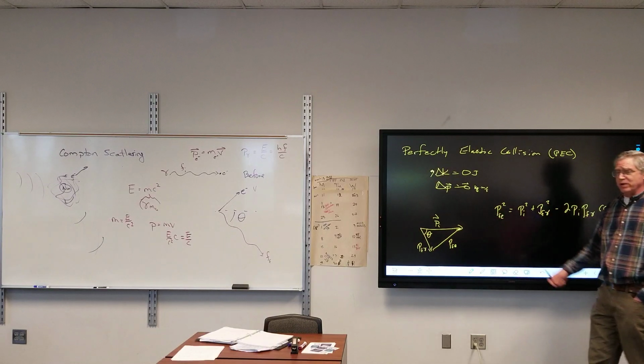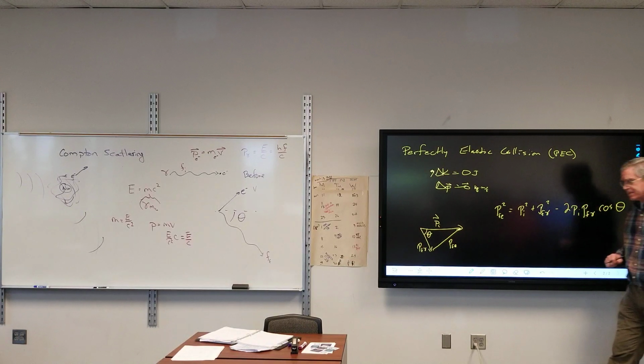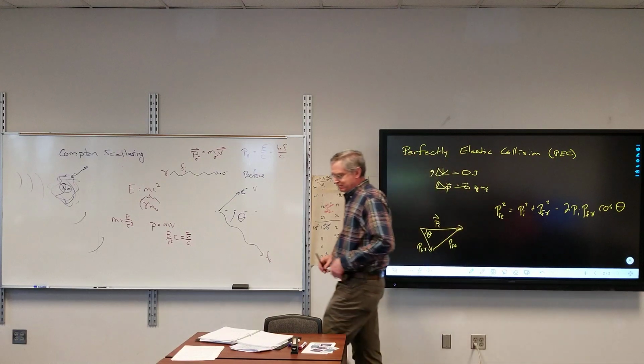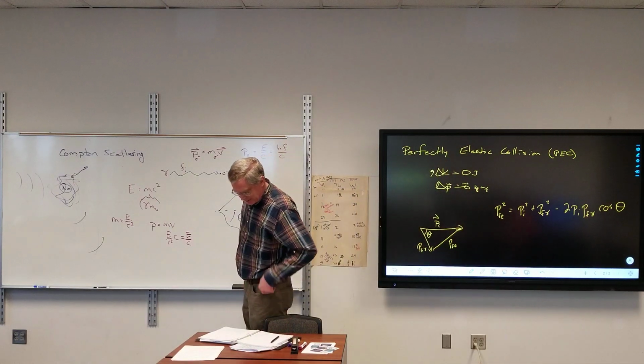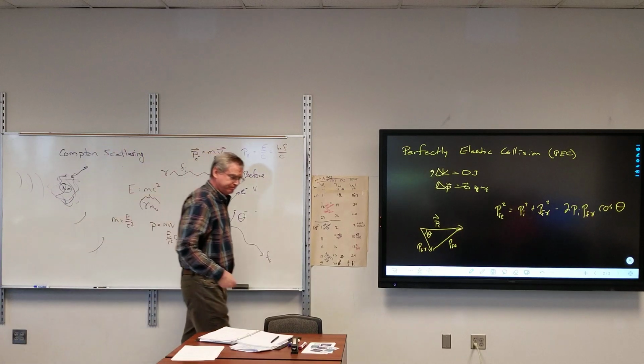So if theta is 90 degrees, we have a right triangle. Cosine of 90 degrees is 0. This whole term drops out. We have the Pythagorean theorem. All right, let's plug in what we know.